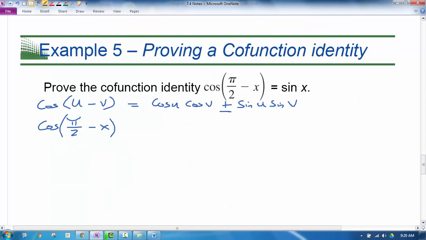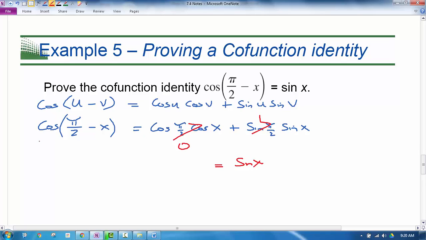That's important. Okay, so when we fill this out then, angle u is pi over 2. This is cosine of x now, plus sine of u is pi over 2, sine of x. Now, the cosine of 90 degrees is 0, so this whole first term drops off. And the sine of 90 degrees is 1, so this whole thing becomes the sine of x.